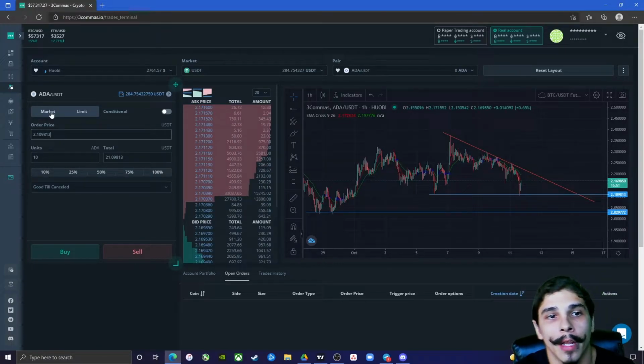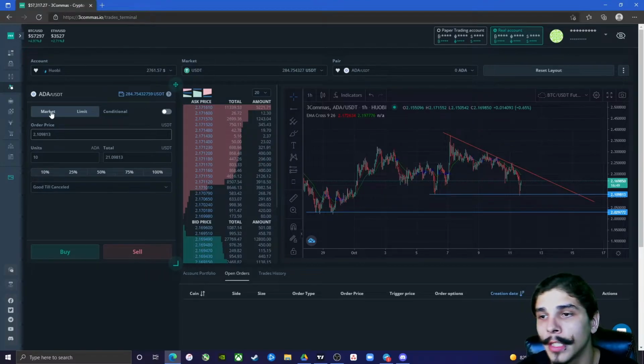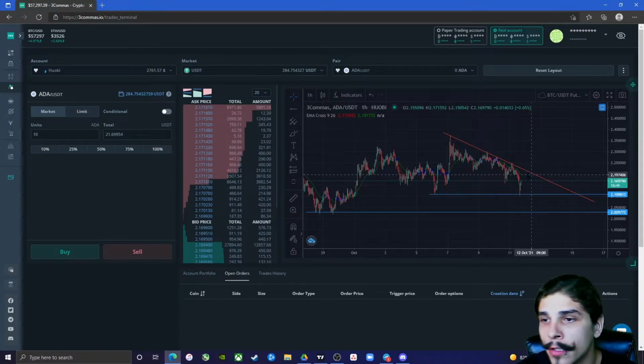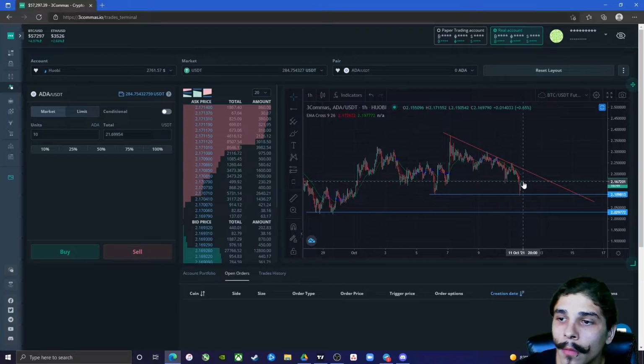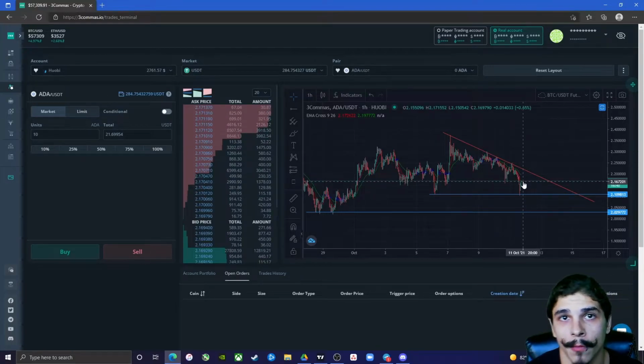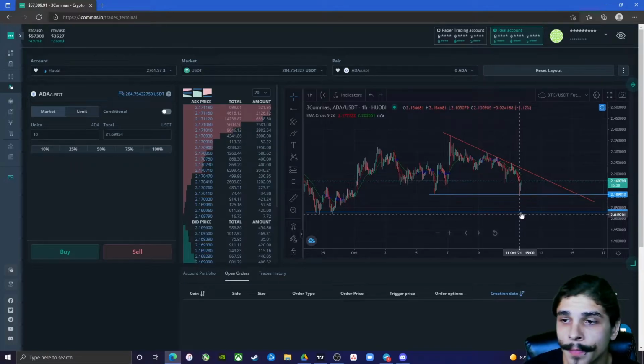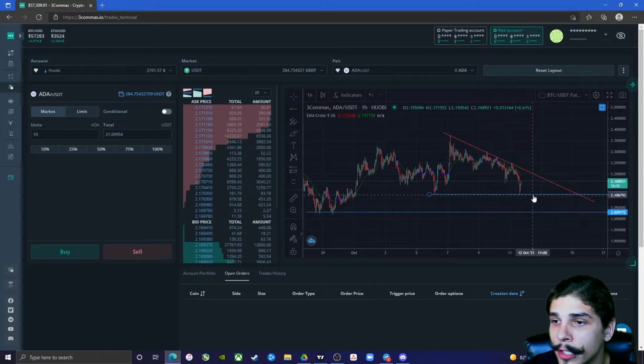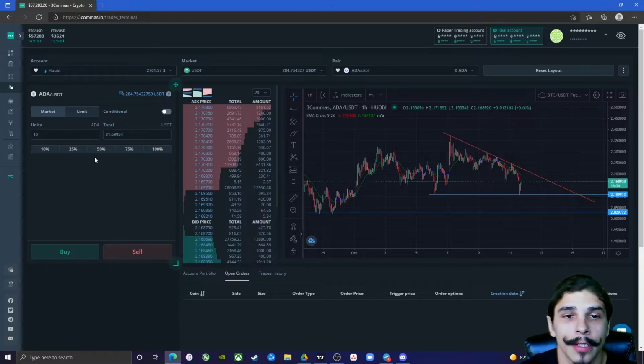Now let's talk about a market order. So let's just say we're looking at Cardano right now, and let me specify. The first example we looked at was long. So that was going long, wanting to wait for price to retrace to that blue line to make a buy. So now let's say we want to go long with a market order.